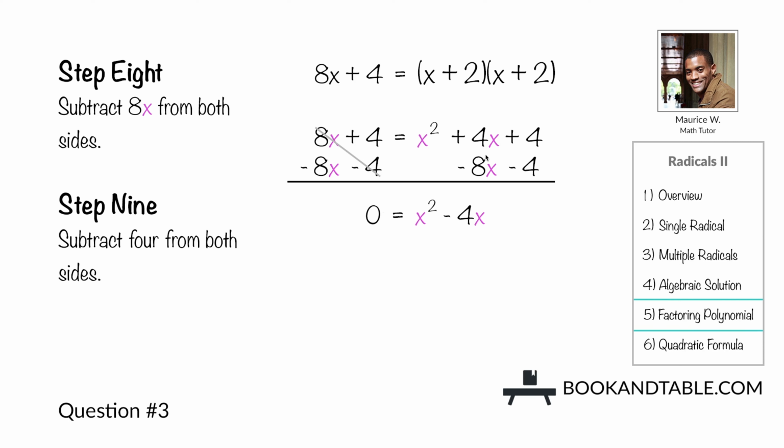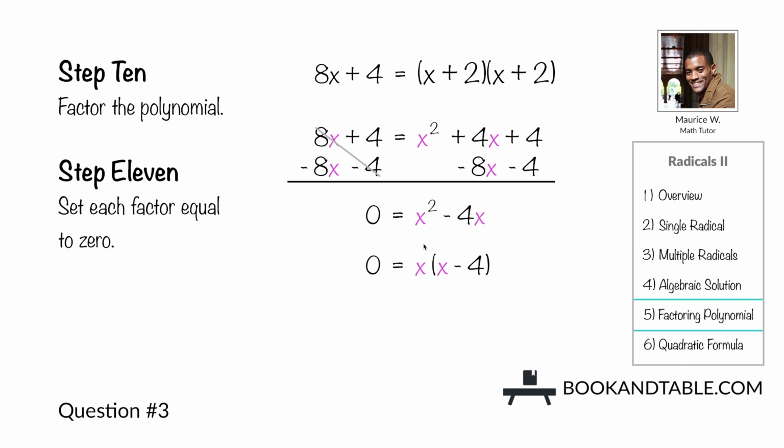And now on the right side, we have x squared. 4x minus 8x is negative 4x. And 4 minus 4 is 0, so those cancel out. So we are left with the polynomial 0 is equal to x squared minus 4x. When you don't have a constant c, and you have two terms that both have x, that x can be removed from each term. So when you remove one x from these two x's, you have just x. When you remove x from negative 4x, you have just negative 4. And you put the x on the outside.